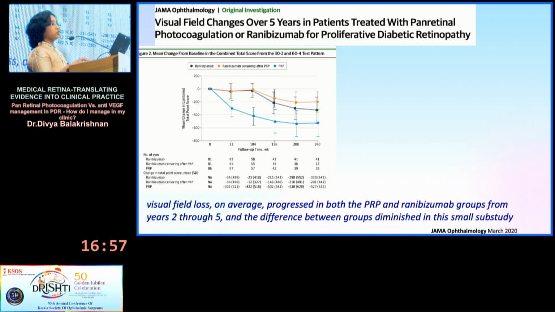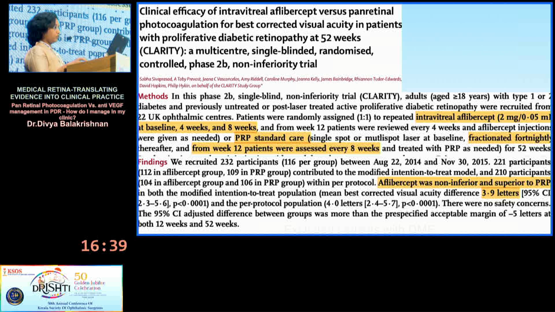The main advantage of anti-VEGF being preservation of the visual field, a subgroup analysis of this study showed that at the end of 5 years, the margin of difference in visual field preservation seen at 2 years was not there at the end of 5 years. So the difference had narrowed. So even in the patients with anti-VEGF, there was a reduction in the visual field loss.